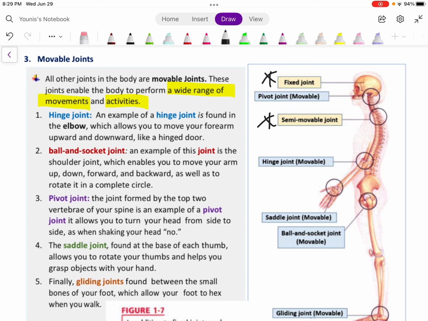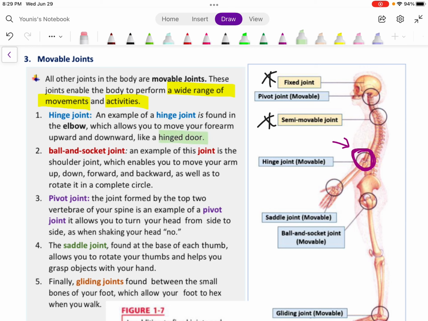At first you have the hinge joint. I will just point it on the figure. See where I am pointing? Like the elbow joint. This is a hinge joint. Why is it called hinge joint? Hinge, it's like a hinged door.